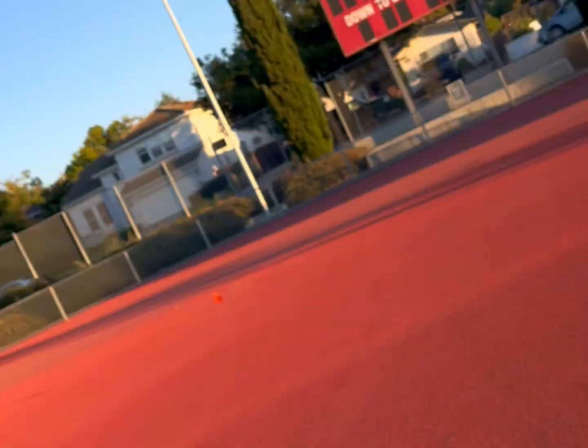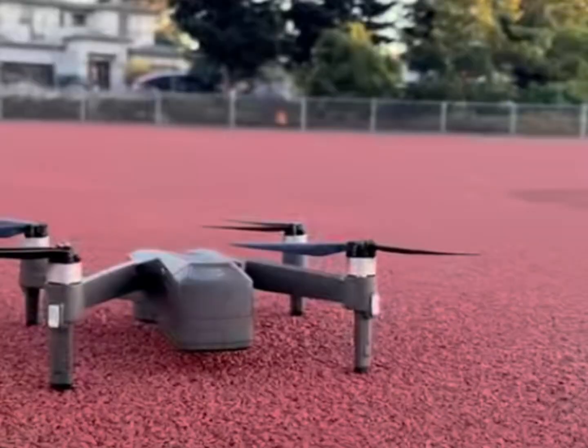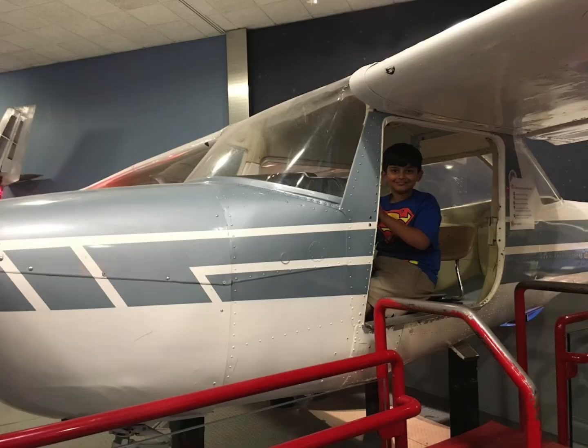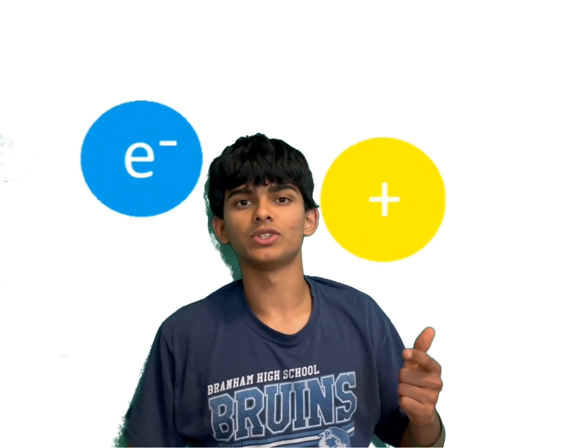This is my drone, and at any point in time, it's either on the ground or flying. Two clear states, up or down, flying or landed. But life isn't this binary at the quantum level. The quantum level? Yup. The level at which electrons, protons, and the recently discovered quartz particle exist. These particles follow the rule of quantum mechanics, hence the name.